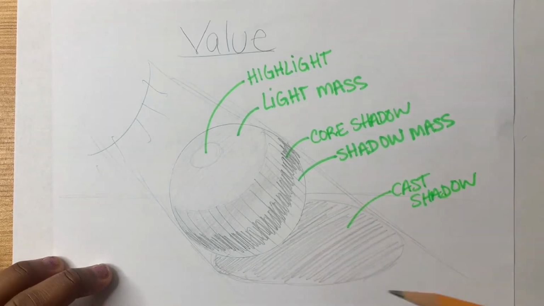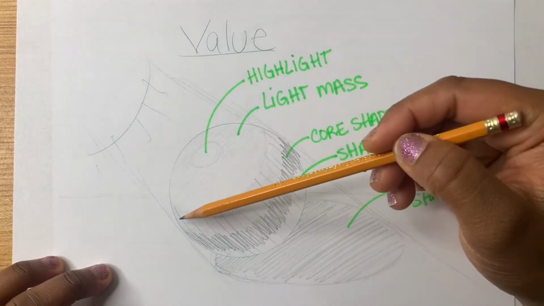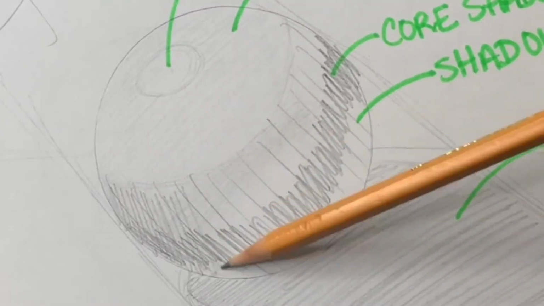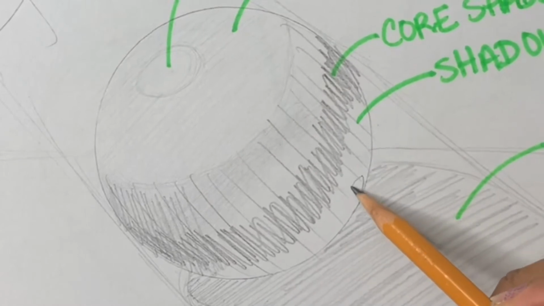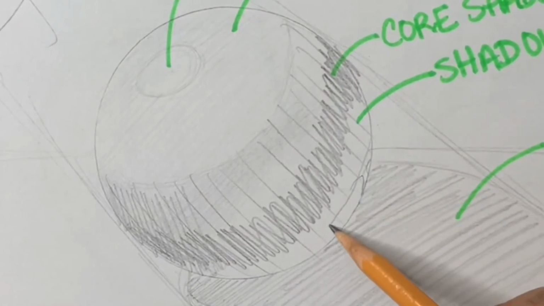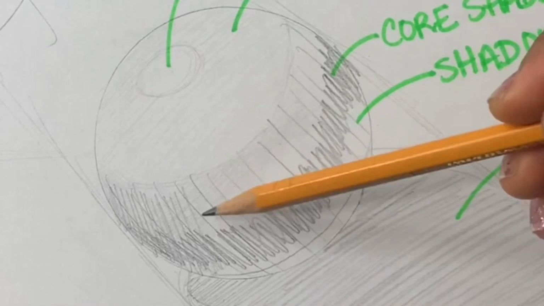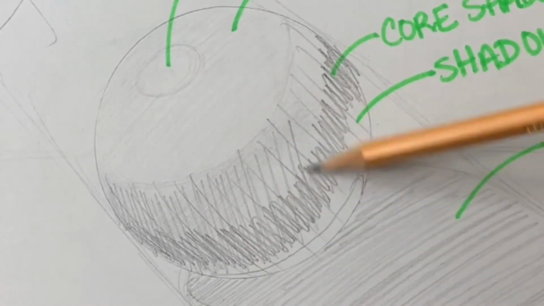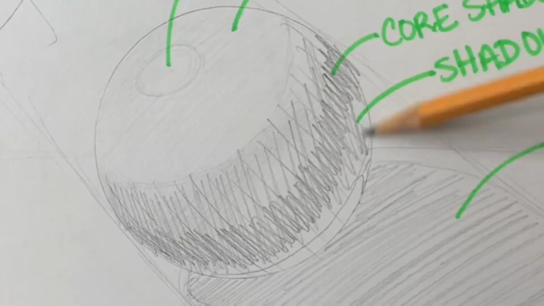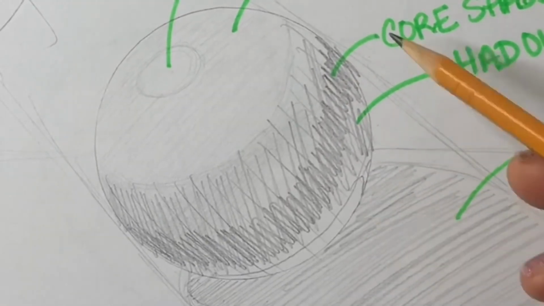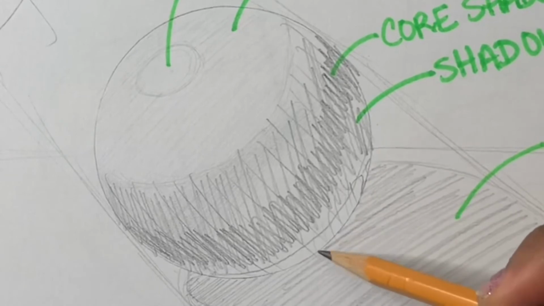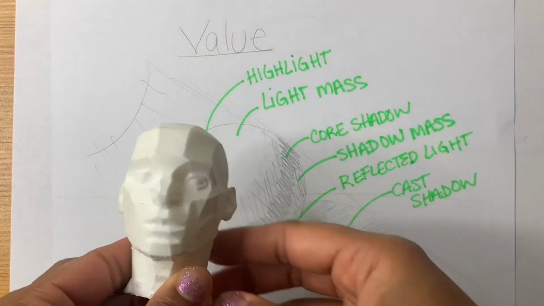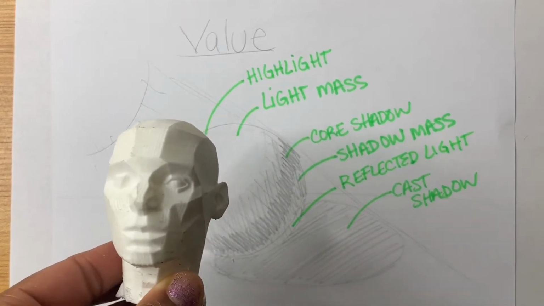Now there's one more area in here that's not drawn yet. So I'm gonna make my shadow mass a little darker. There's a little part right here, okay? Kind of goes around the side and goes like that. I'm gonna shade everything other than that little part. This area right here, which is still part of the shadow mass, still has value in it. That's called a reflected light.